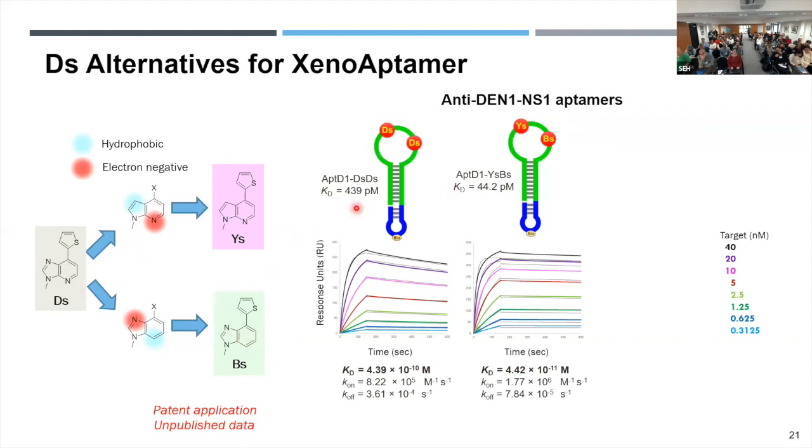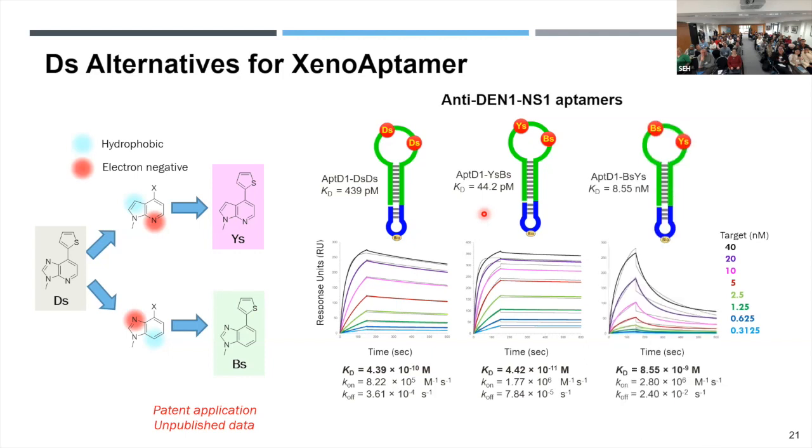This is the serotype 1 NS1 aptamer that I introduced, and this KD value is several hundred picomolar. But if we put Ys here and Bs here, the KD value is 44 picomolar, ten times higher affinity. But interestingly, if we introduce it vice versa, so instead of Ys, Bs, and instead of Bs, Ys, in this case the affinity is greatly reduced. So with only two nitrogens removed or replaced, the affinity is completely changed. That's why our aptamer's affinity comes from a very precise interaction with a target.